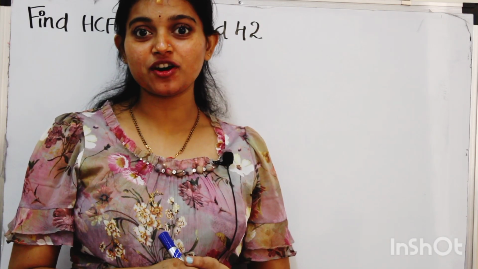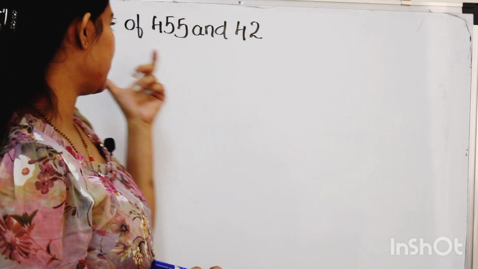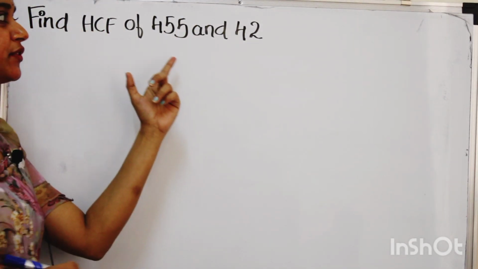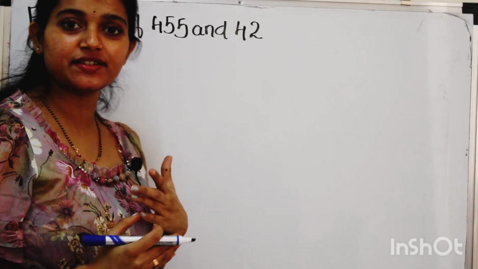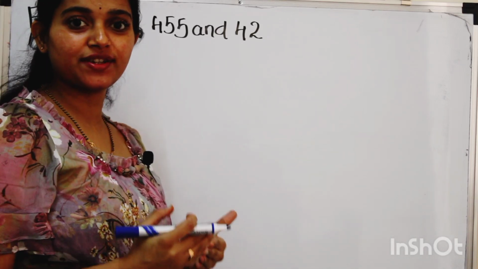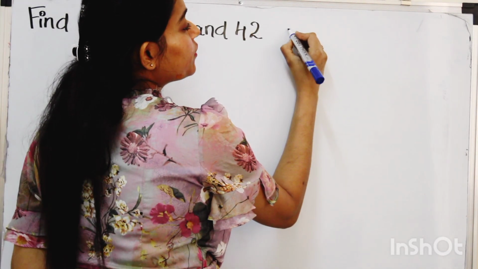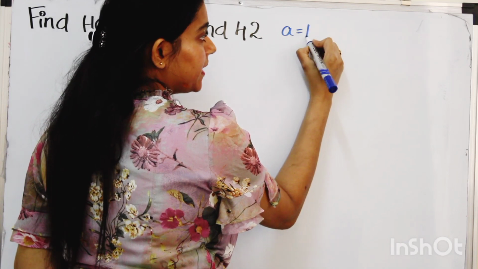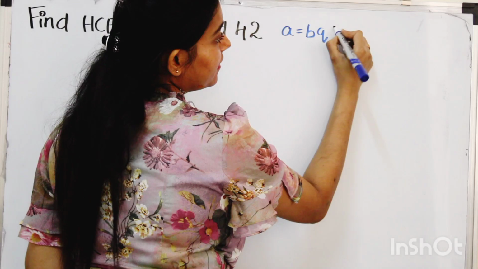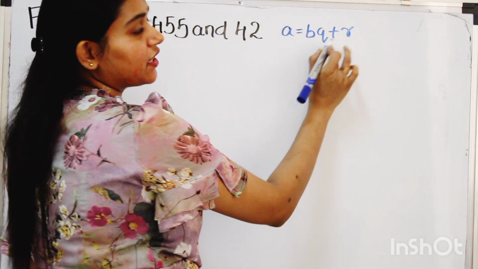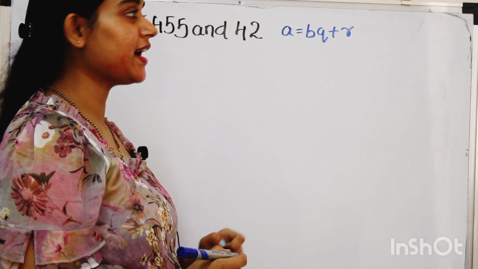It works to find the HCF of two numbers. Here we took two numbers: find the HCF of 455 and 42. Just recall Euclid's division lemma. What is Euclid's division lemma? For any positive integers a and b, there exist unique integers q and r such that a is equal to bq plus r. That is the equation we had.